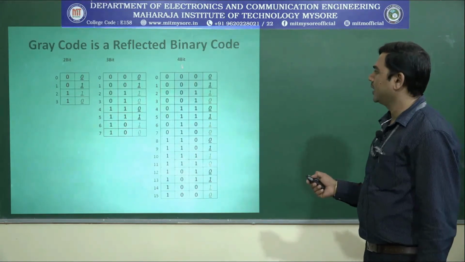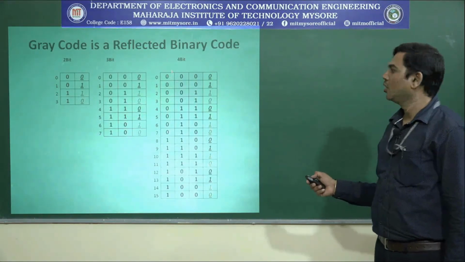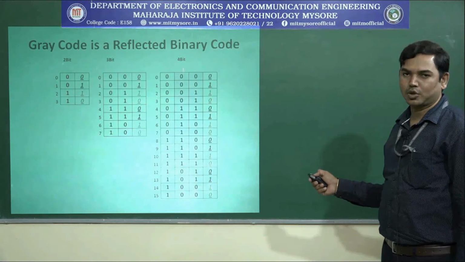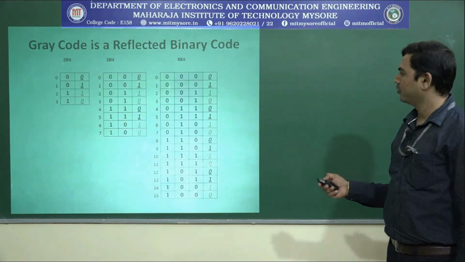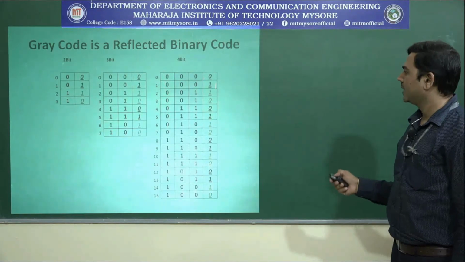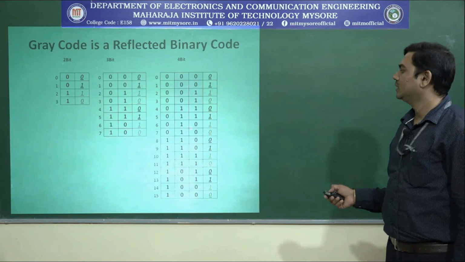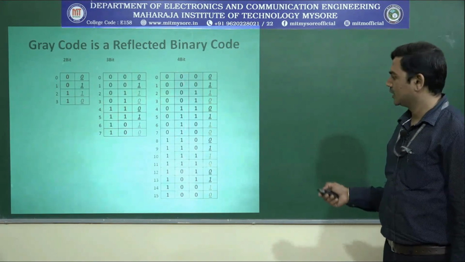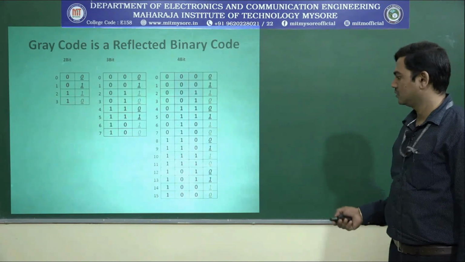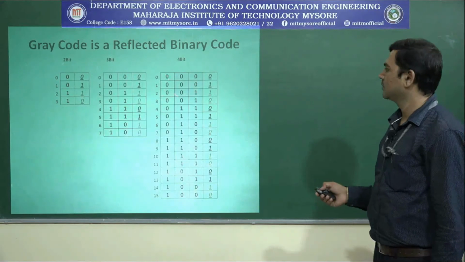Now, let us look into the 4-bit gray code. What is 4 minus 2? It is 2. So, 2 bits between the MSB and LSB, they will be the mirrors after halfway. So, it is a 16 cell gray code column.